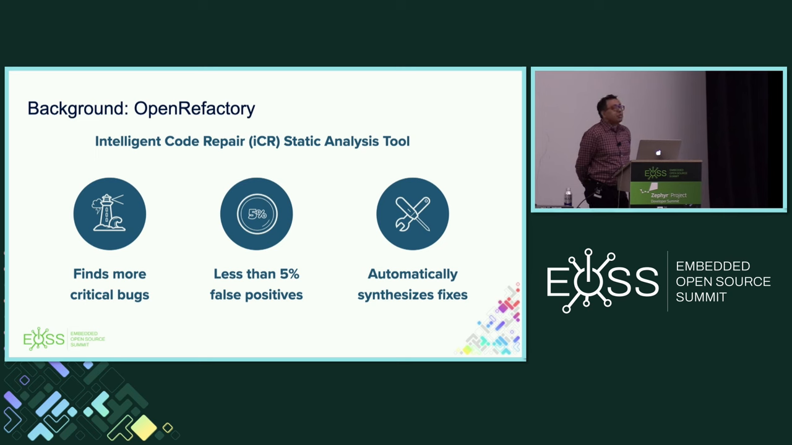And then we are the first tool in this space that is also able to automatically synthesize fixes. For all the bugs that we detect, in about 50% of the cases, we are also able to automatically synthesize fixes. And right now, this capability is available for Java, Python, and Go. We are building the C tool, and when it is there, we hope that these OpenRefactory promises will be reflected in there as well. But before we go into that, just about finding more critical bugs.